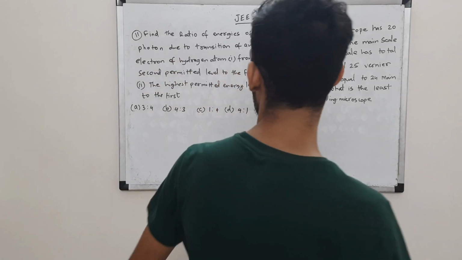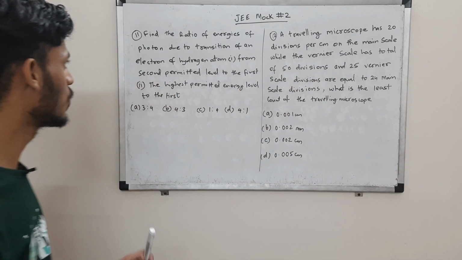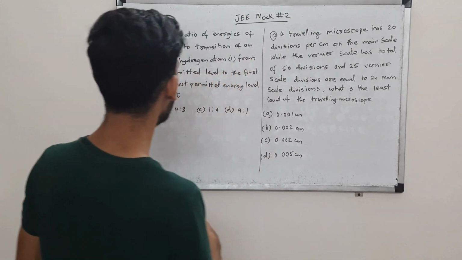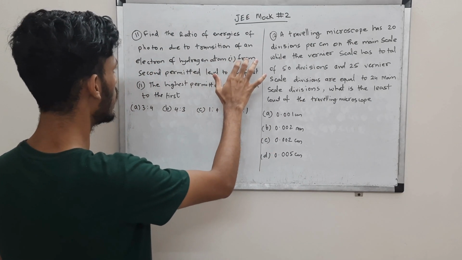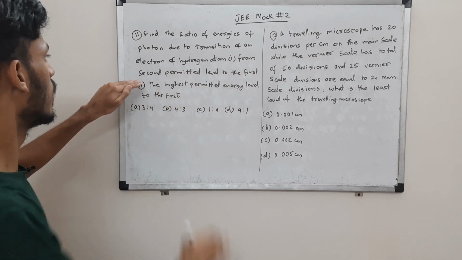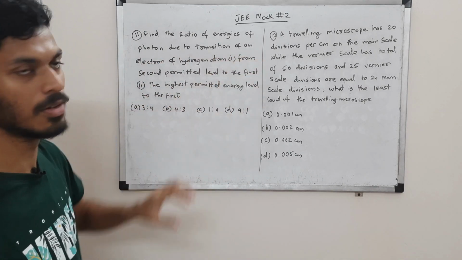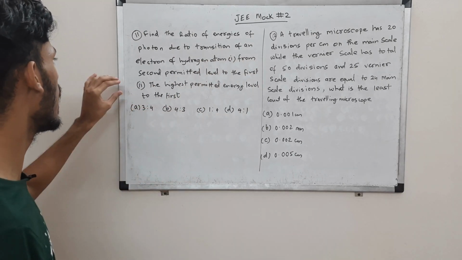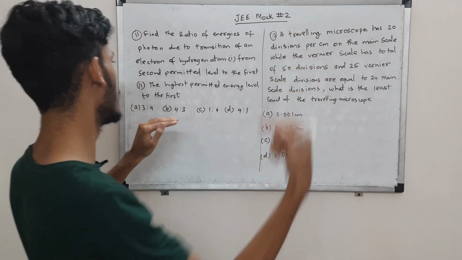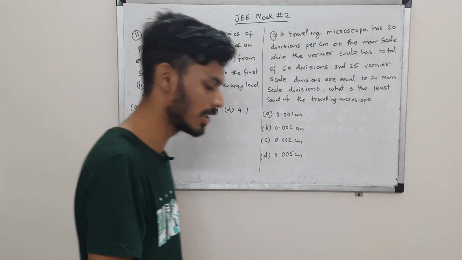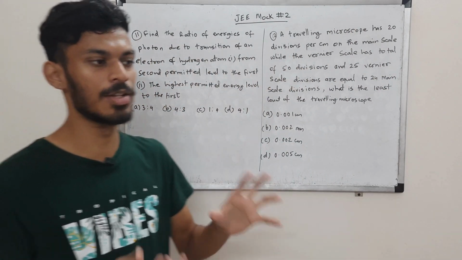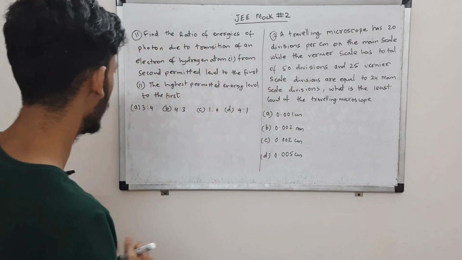11 and 12 over here. Question 11, we are supposed to find the ratio of the energies for the transition of an electron in a hydrogen atom. So the ratio is between the energy for the transition from the second permitted level to the first, and the second energy is from the highest permitted energy level to the first. These are two energies related with the radiation due to the electron. So you are supposed to find the ratio of their energies.